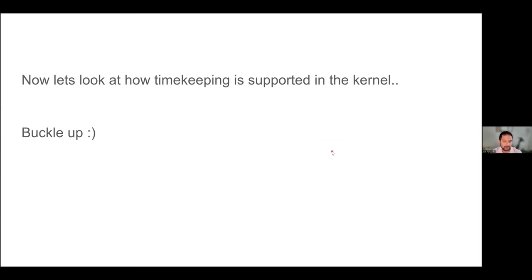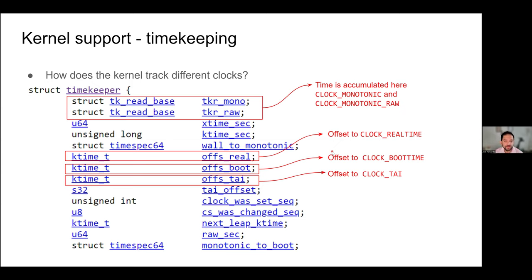So let me now talk about how timekeeping is supported in the kernel. We have this struct timekeeper data structure, and it has this tkr_mono, tkr_raw stuff that's actually keeping track of the monotonic time. The interesting part is all the other clocks, like CLOCK_REALTIME and CLOCK_BOOTTIME, are derived from that, they're just offsets from that clock. So the kernel only has to keep track of the monotonic time, and the other clocks can be offsets from that. That way, every time the kernel updates the time, it doesn't need to redo it for every clock ID. It can just offset from the monotonic one.